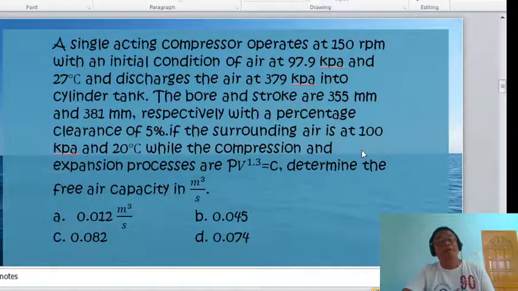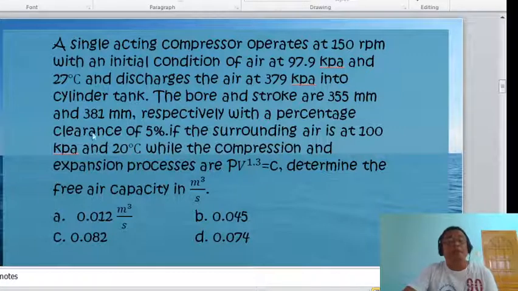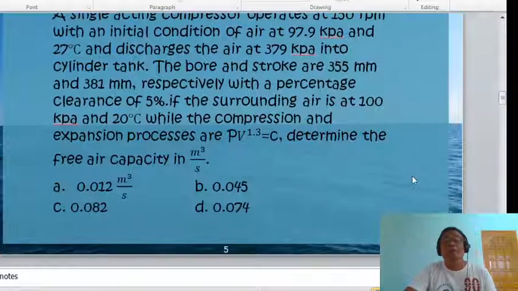Another example, class. We have a single acting compressor operating at 150 RPM with an initial condition of air at 97.9 kilopascal and 27 degrees Celsius, and it discharges the air at 379 kilopascal into a cylinder tank. The bore and stroke are 355 mm and 381 mm respectively, with a percentage clearance of 5%. If the surrounding air is at 100 kilopascal and 20 degrees Celsius, while the compression and expansion process follows PV raised to 1.3 equals constant, which is the polytropic equation, determine the free air capacity in cubic meter per second. Again, this is a multiple choice question. Let us now proceed to the solution.